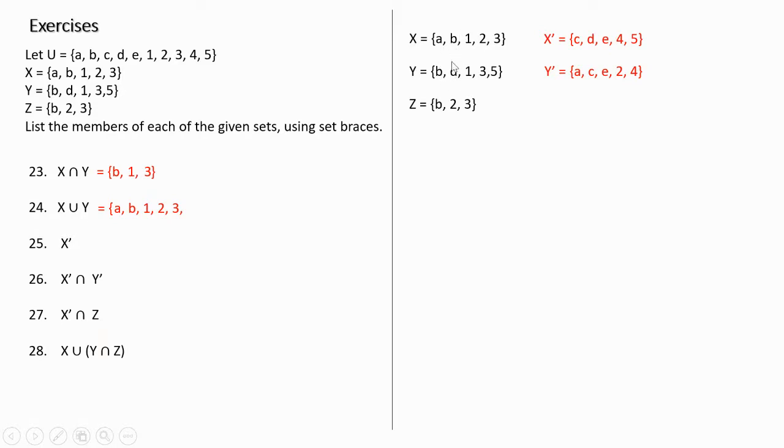Is D an element of set X? No, so we're going to put D. How about the 1? 1's already in set X, so we don't put it again. How about 3? It's already there. How about 5? No, so we put the 5, and that's it. So that's my set of X union Y.